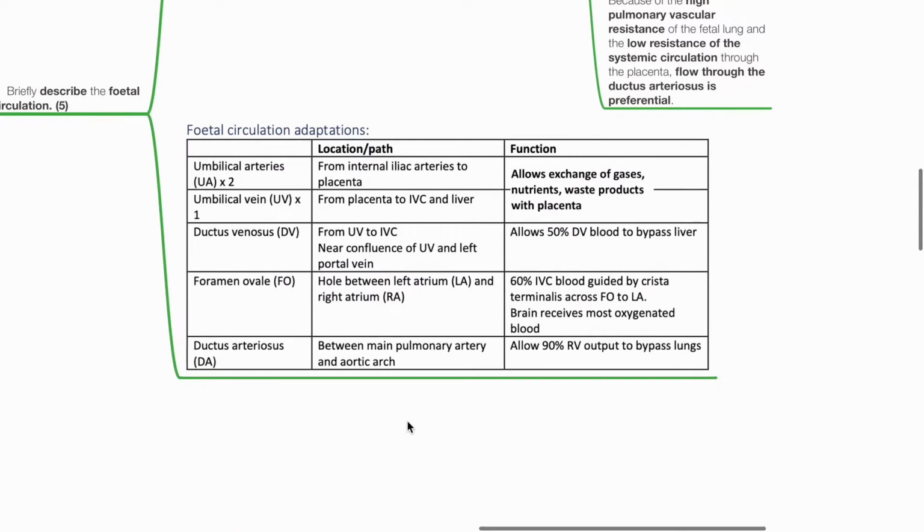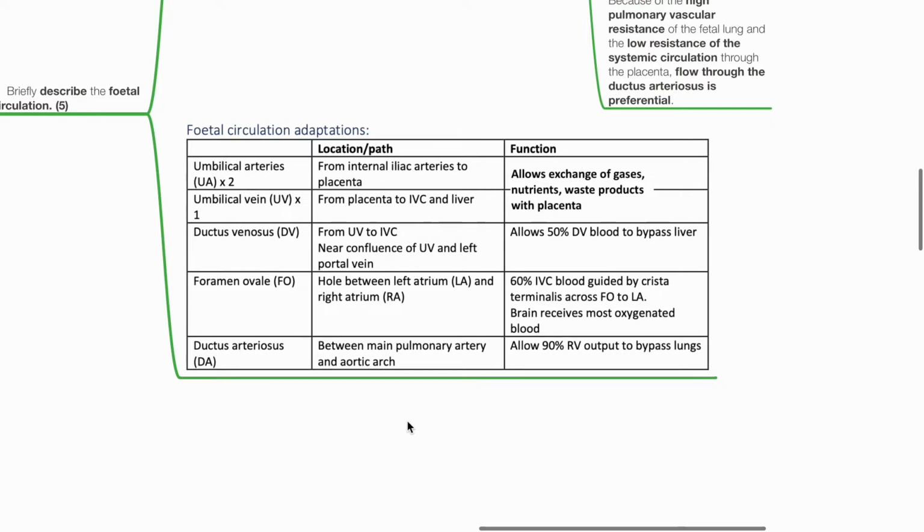Fetal circulation adaptations. Two umbilical arteries from the internal iliac arteries to the placenta and one umbilical vein from the placenta to the IVC and liver allows exchange of gases, nutrients, and waste products with the placenta. The ductus venosus from the umbilical vein to the IVC near the confluence of the umbilical vein and left portal vein allows 50% of ductus venosus blood to bypass the liver.